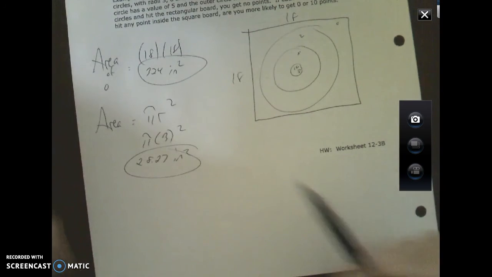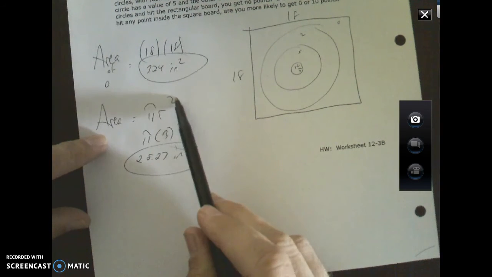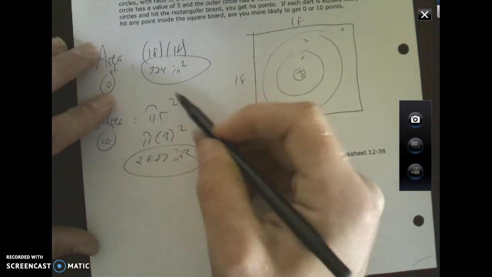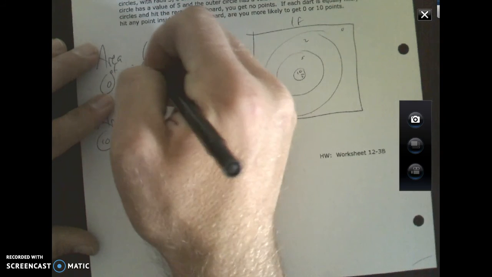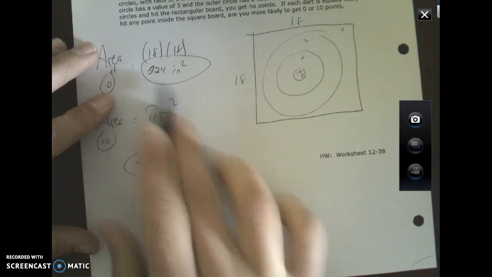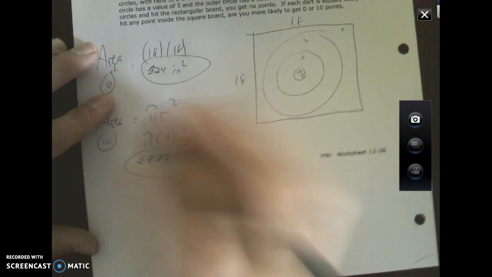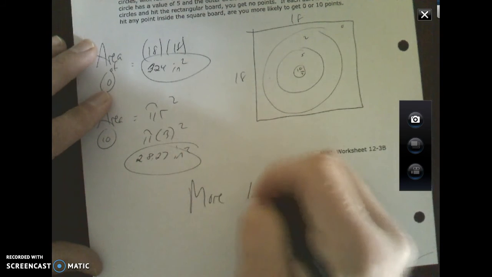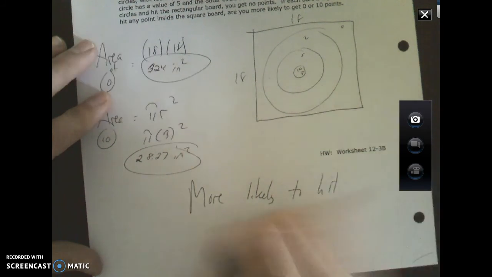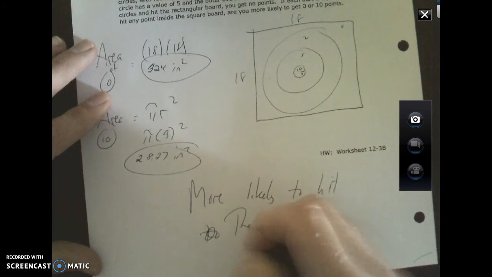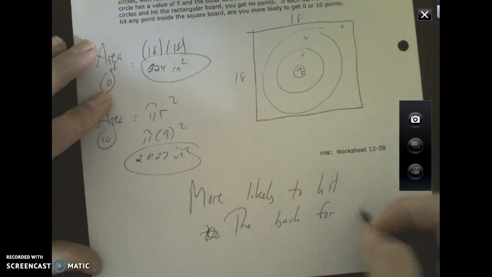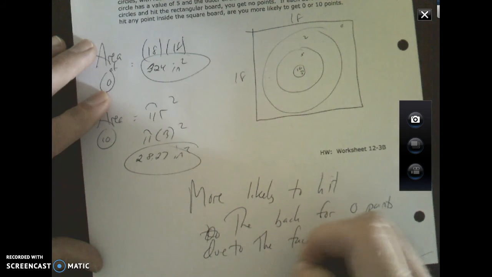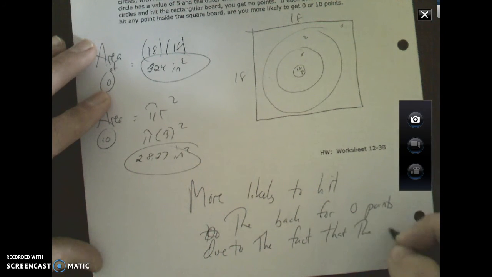Okay, so question now. Are you more likely to get 0 points or to get 10 points? Well, look at your area. I have 324 inches squared, and down here I have 28.27 inches squared. Okay? So, I am more likely to hit the back for no points due to the fact that the area is greater.